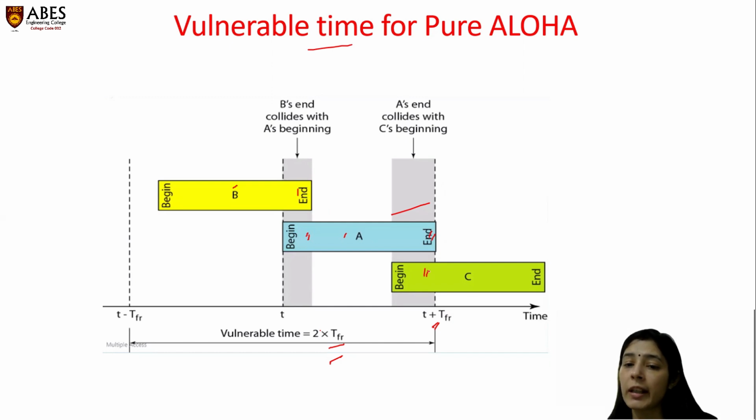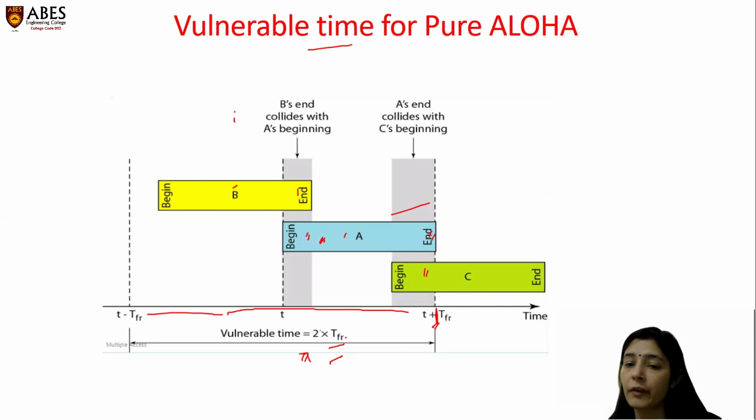So here we can see this is the vulnerable time, during which there is the possibility of collision. If during this period of time no station sends any frame, then definitely the frame sent by station A will successfully reach the destination. So this is the vulnerable time in case of pure Aloha: 2 into TFR.